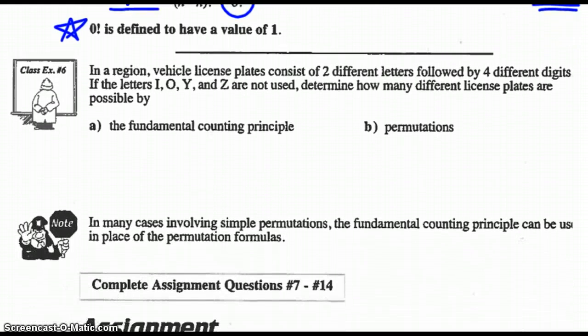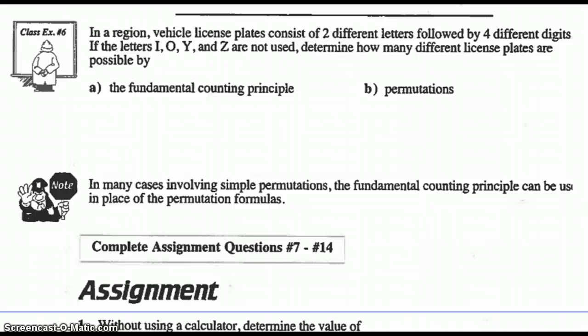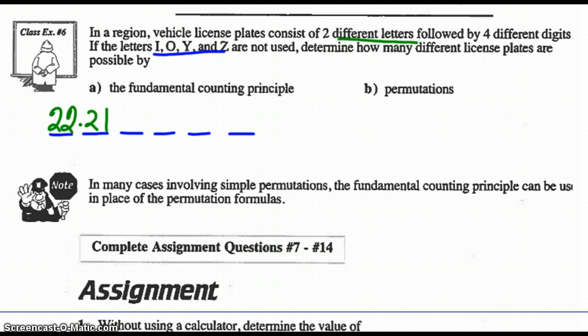Example 6. In a region, vehicle license plates consist of 2 different letters followed by 4 different digits. If the letters I, O, Y, and Z are not used, determine how many different license plates are possible. So we've got 6 spots on our license plate, 2 different letters followed by 4 different digits. We can't use the letters I, O, Y, or Z. So 26 letters, we can't use those 4. I've got 22 to choose from, and it must be 2 different letters. So we can't use the same one. So we're down to 21 letters there.